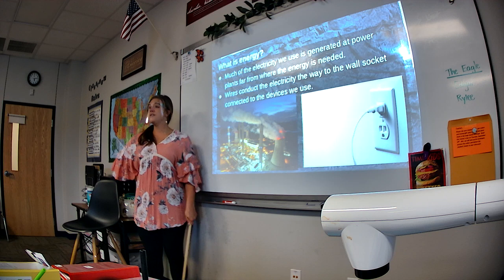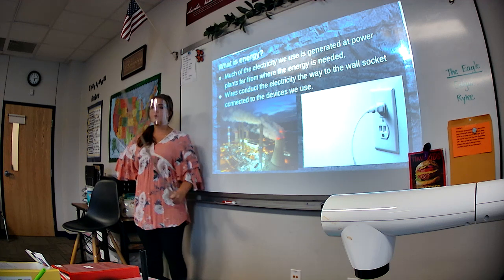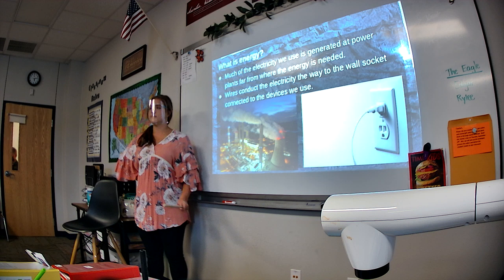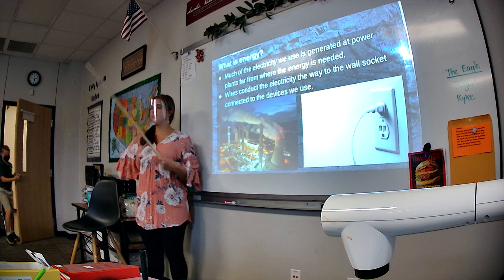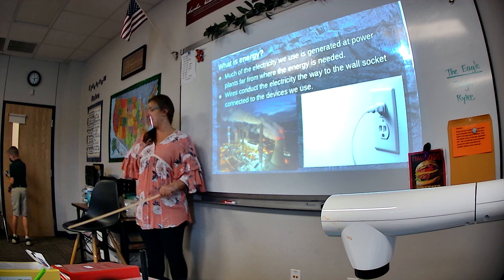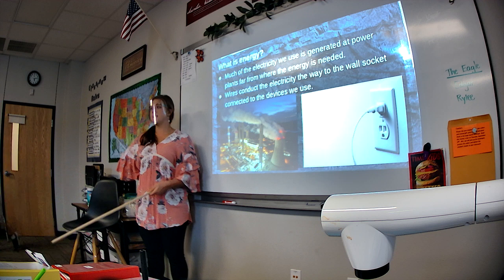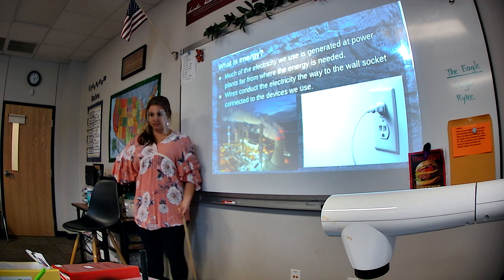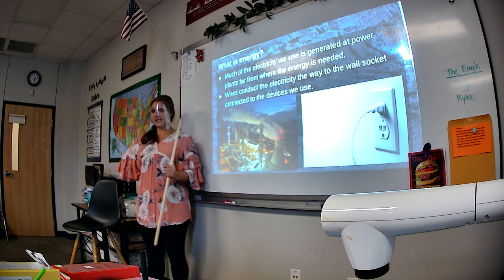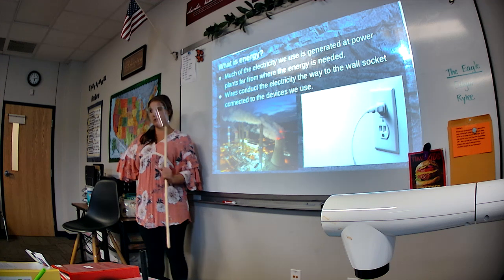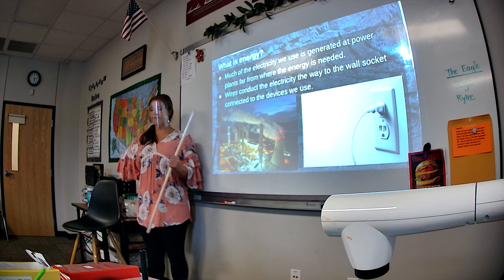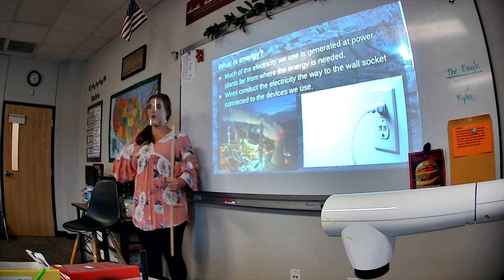Okay, so fossil fuels. 3 types: coal, oil, and natural gas. Any of those 3 can be burned to create energy. Now, when they're burned, that releases a lot of pollution into the air. So scientists begin to think, okay, that's not so great either. The other problem is fossil fuels are what we call non-renewable.